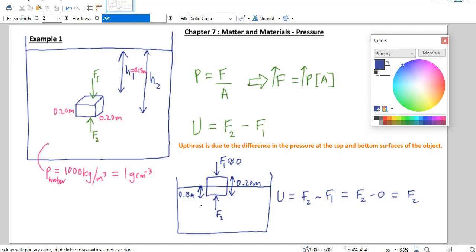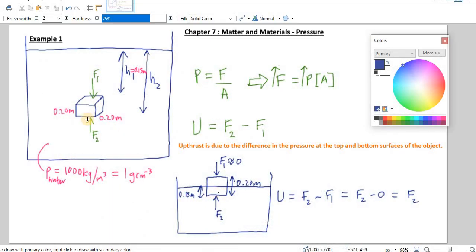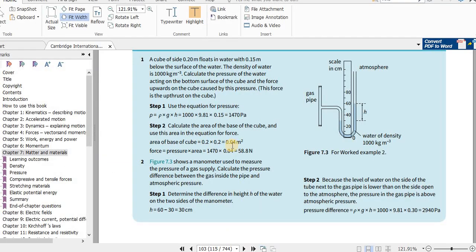Okay, so now let's go back. Now what we know is we can find the base area of this cube. Here also this is a cube exactly like this, but this cube is floating. So the base area here is 0.2 times 0.2, which is 0.04. Now pressure equals force over area, so force is pressure times area.